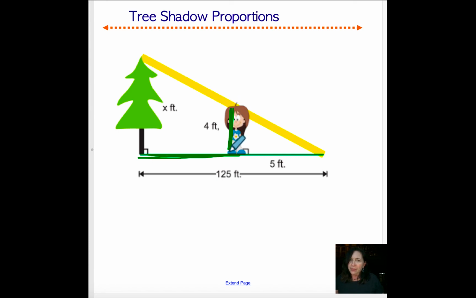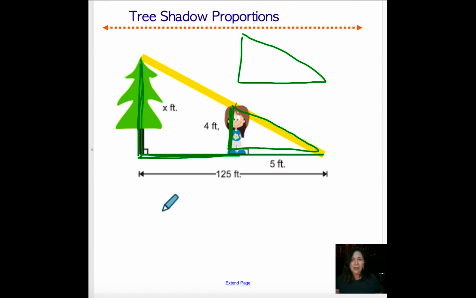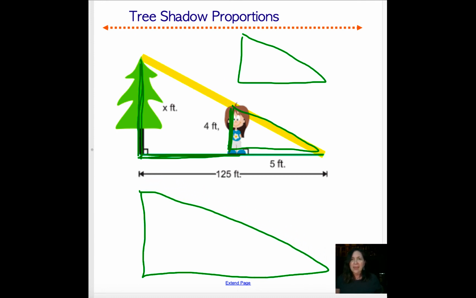But what's most important is that you know this. You've got this person and you've got this tree, okay? And you've got two triangles. The two triangles are this little triangle right here, which is this one here. And then you've got the larger triangle that looks like this, all right? And then what's happening is basically this triangle here actually fits in here.